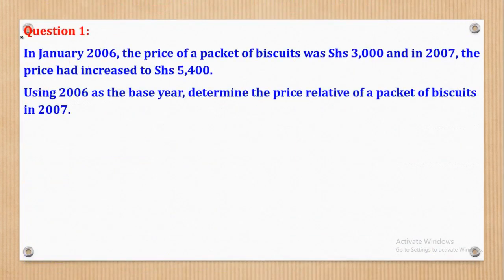So with that, we shall go through these questions. Question 1 says, in January 2006, the price of a packet of biscuits was shillings 3,000. And in 2007, the price had increased to shillings 5,400. Using 2016 as the base year, determine the price relative of a packet of biscuits in 2017.